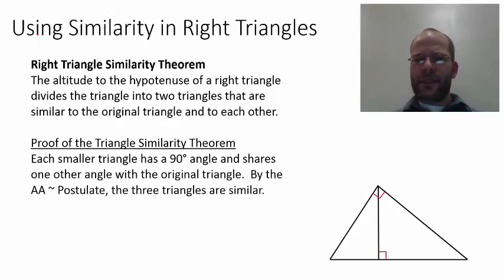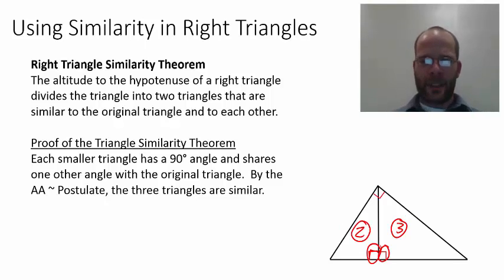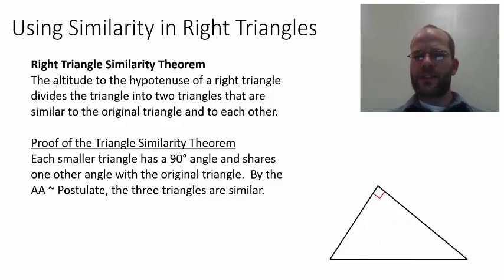It's simple, actually. When we look at this right triangle here, notice that each of the triangles has a right angle. The medium triangle, which we've called number 3, has a right angle in it. And the small triangle, which we've called number 2, has a right angle here. And the original triangle has that right angle right there. All three triangles have a 90-degree angle in them.